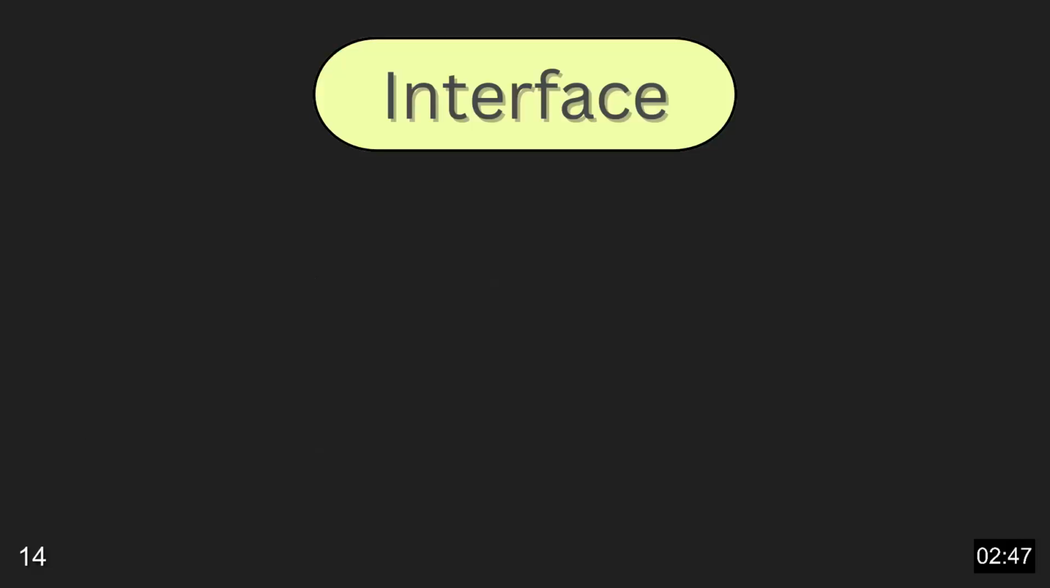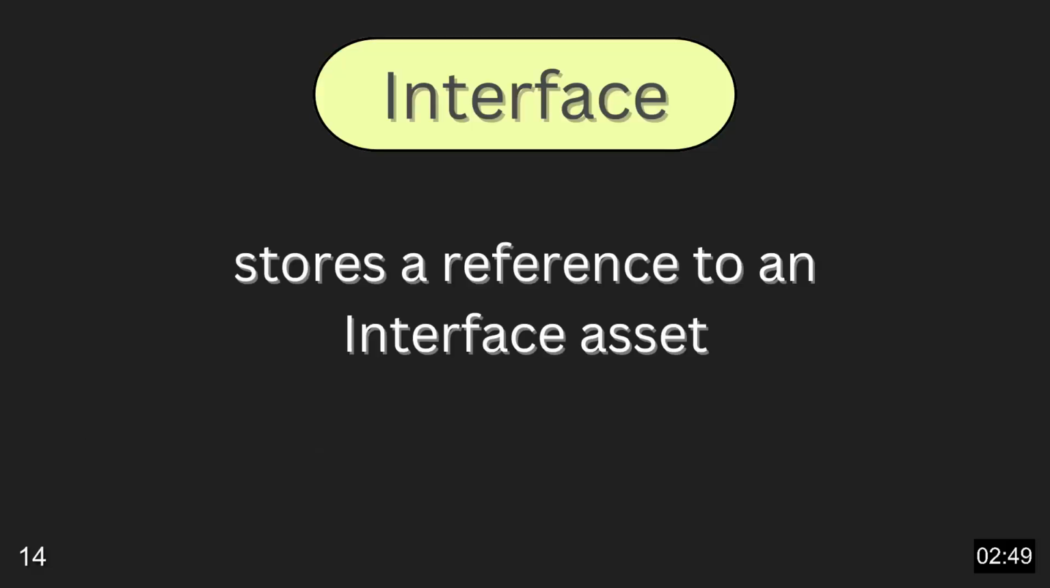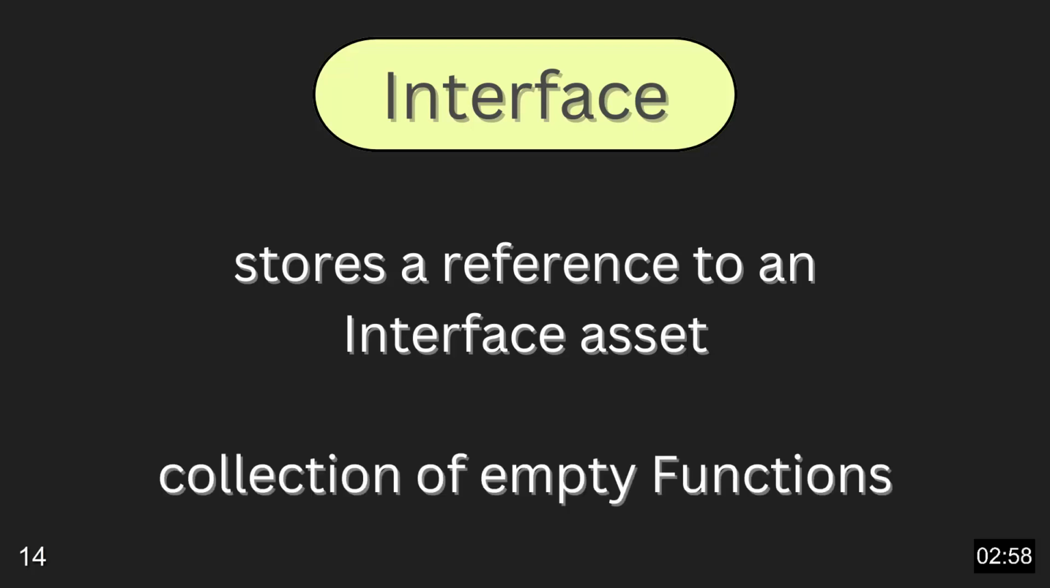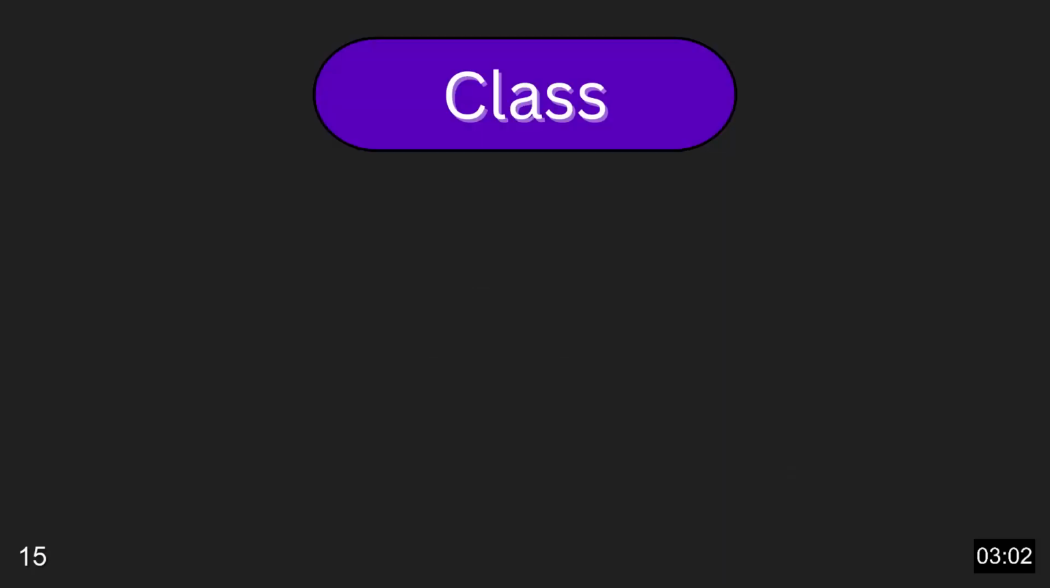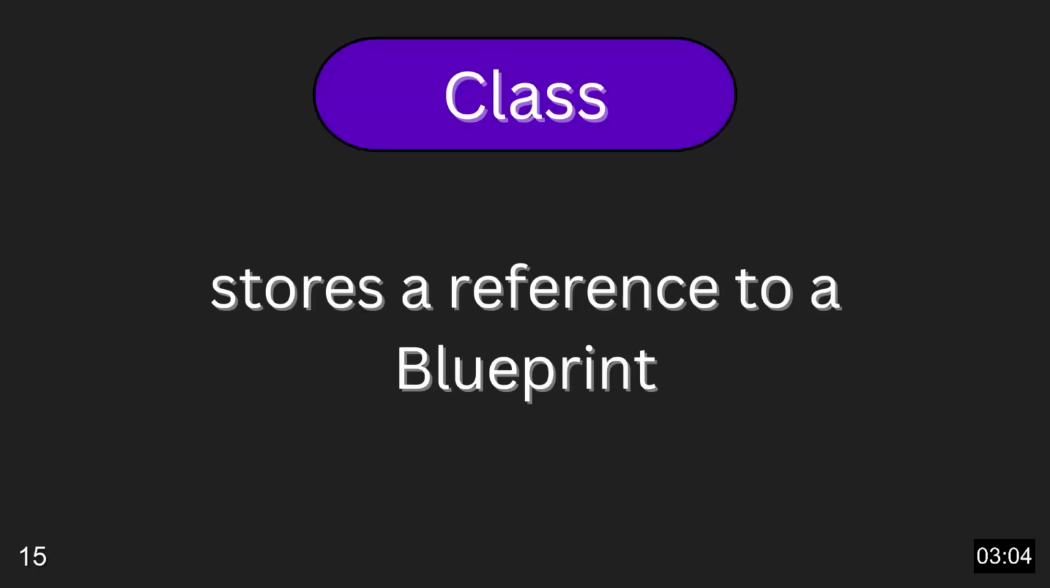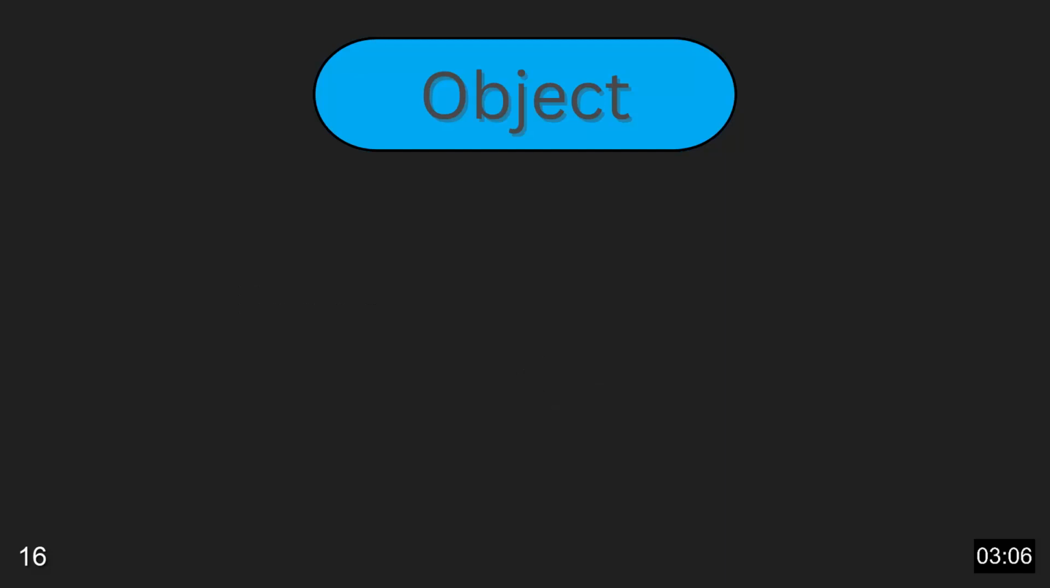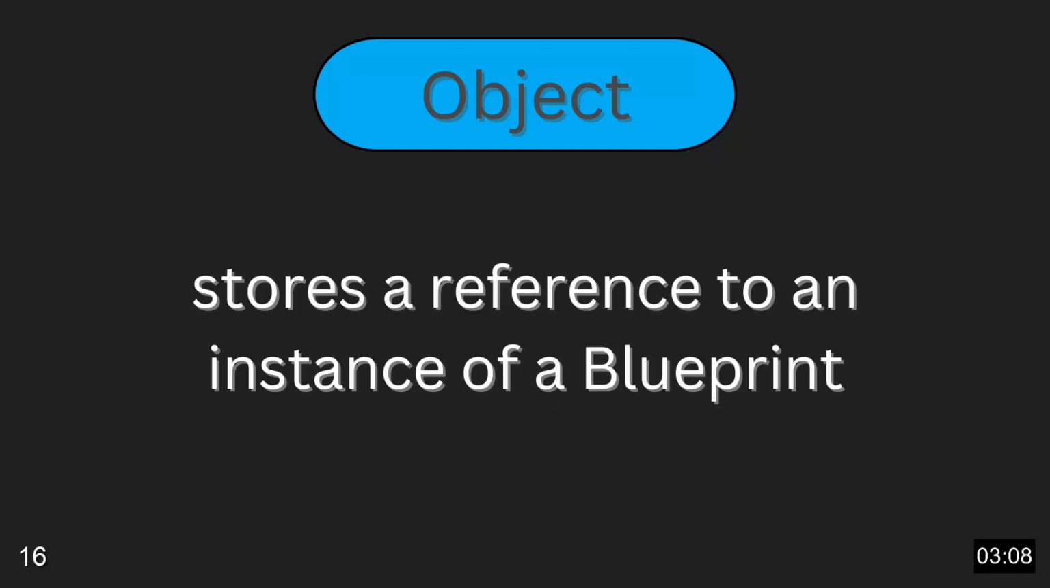An interface variable can store a reference to an interface asset. Interfaces require a lengthy explanation to understand, but the quick definition is that they are a collection of empty functions that only have a name, inputs, and/or outputs. A class variable can store a reference to a blueprint. An object variable can store a reference to an instance of a blueprint.